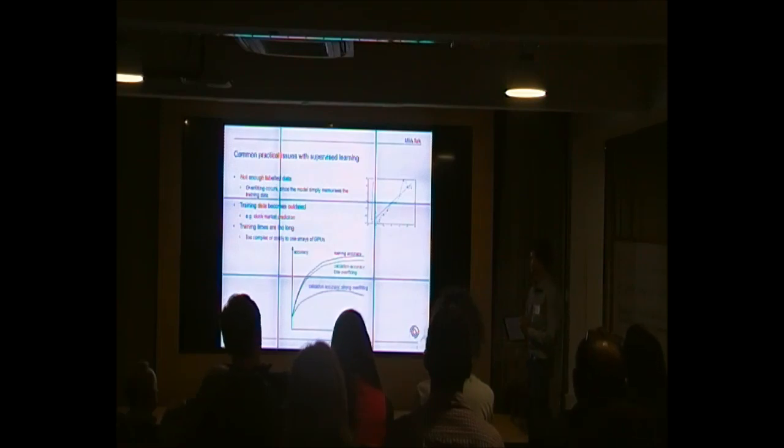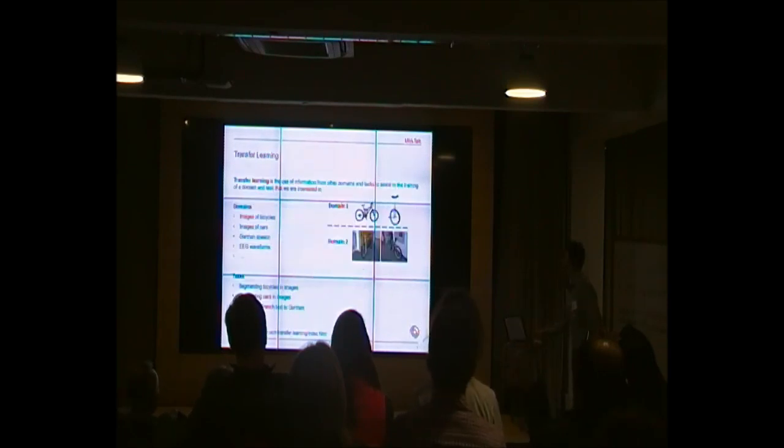And of course, with these deep networks, there are lots of parameters, and it takes a long time, sometimes up to 2 weeks or more for some of the huge networks. So you'd like to try and speed up your training. So this is where transfer learning comes in.